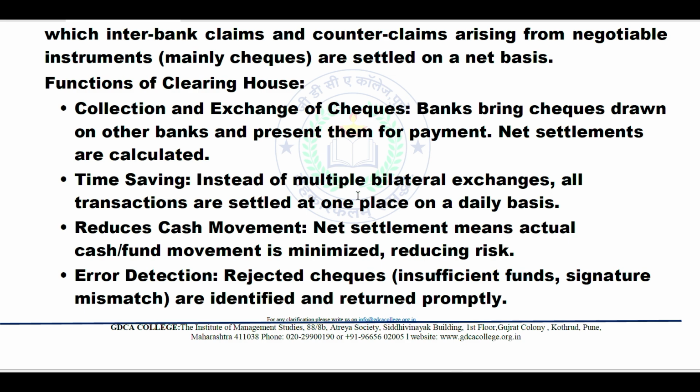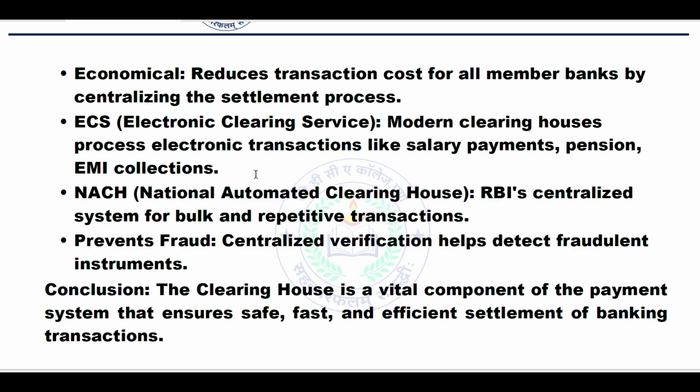Reduces cash movement. Net settlement means actual cash fund movement is minimized, reducing risk. Error detection: rejected checks, insufficient funds, and signature mismatch are identified and returned promptly. Economical: reduces transaction cost for all member banks by centralizing the settlement process.